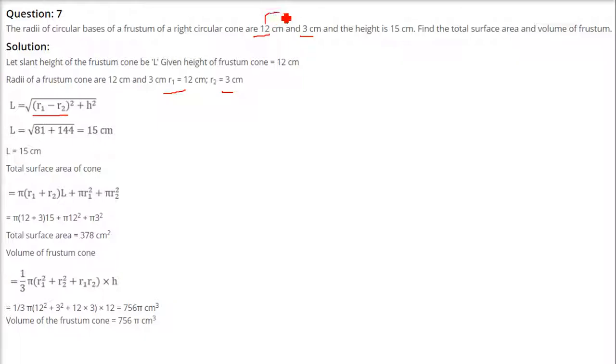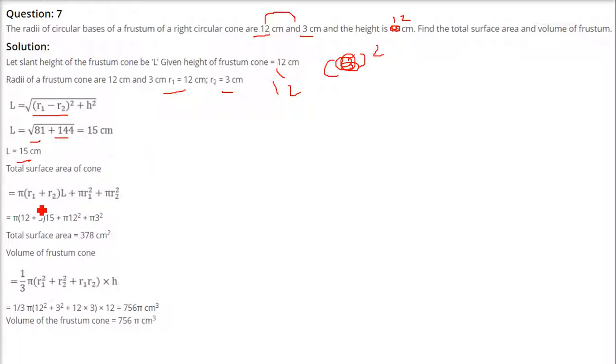Slant height will be the square root of (r2 minus r1) whole square plus h square. That is 12 minus 3, that is 9, whole square, that is 81, and h square. Actually the height is not 15; 15 is the slant height, which has to be found out, and the height is 12, so let us use it as 12. So 12 square is 144. 81 plus 144, under root, this will be 225, and it will be 15.